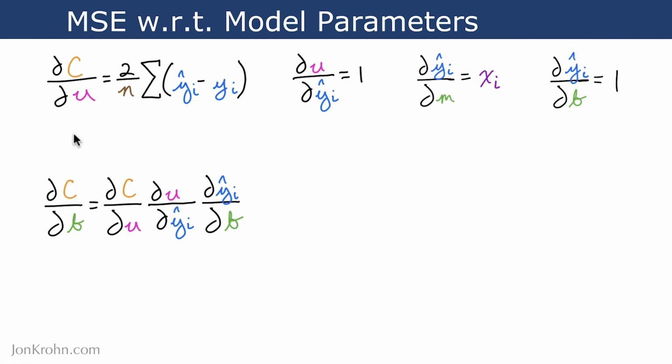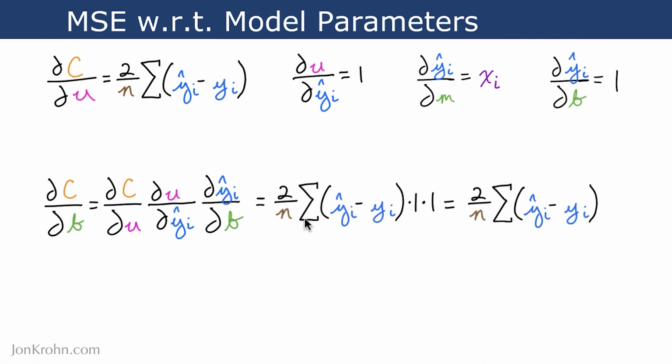So in order to get ∂C/∂b, we can chain together ∂C/∂u, ∂u/∂ŷ, and ∂ŷ/∂b, because ∂ŷ and ∂ŷ will cancel out, ∂u and ∂u will cancel out, and so we'll be left with just ∂C/∂b, which is what we're looking for. It's the partial derivative of mean squared error cost with respect to our model parameter b, the y-intercept of our model. So, knowing that, we just need to perform this multiplication, chain together these partial derivatives.